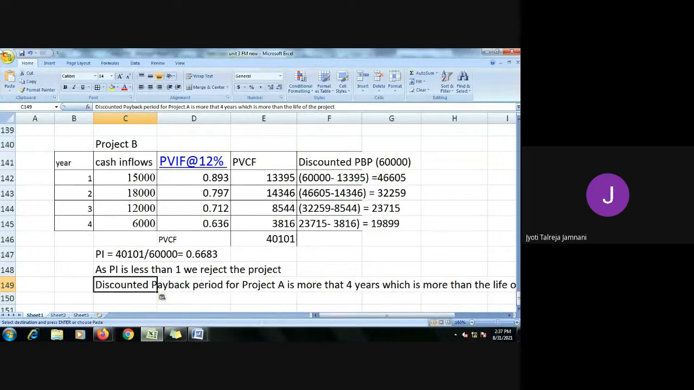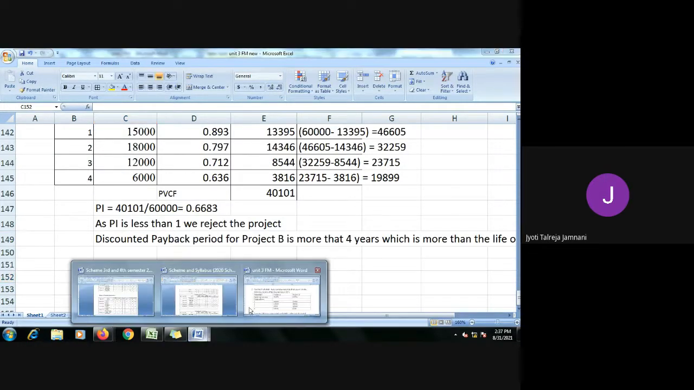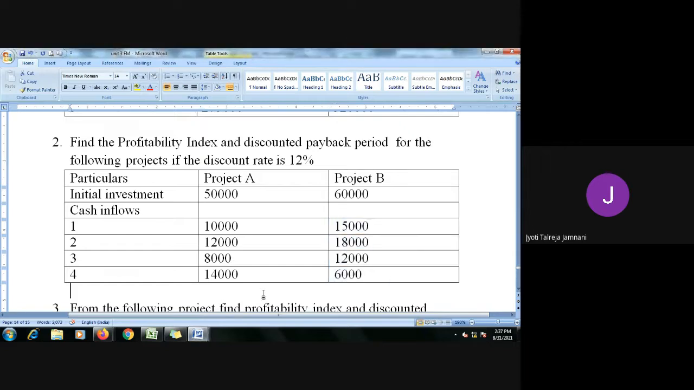So discounted payback period for project B is more than 4 years, which is more than the life of the project. So therefore, we will reject this project because it is taking more than the life of the project to recover our money. So this is how you have to do for discounted payback period. Any doubts? Anybody? Was that clear?